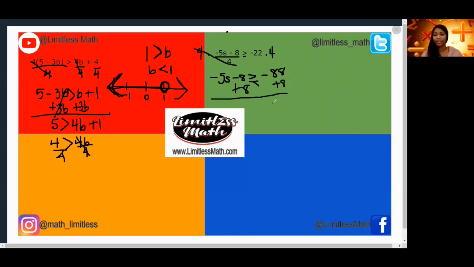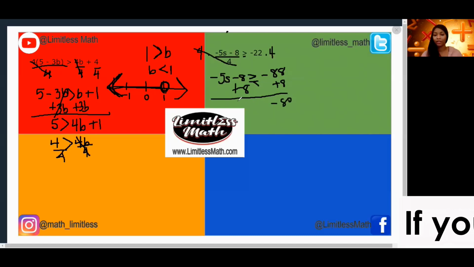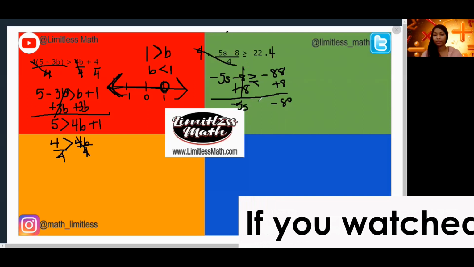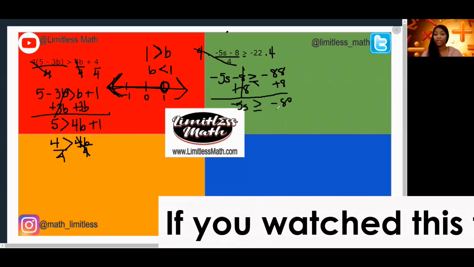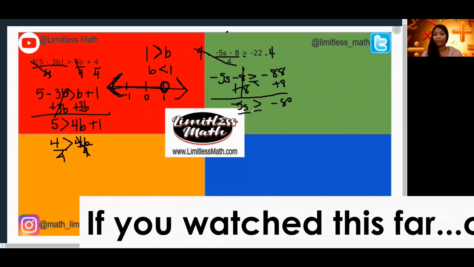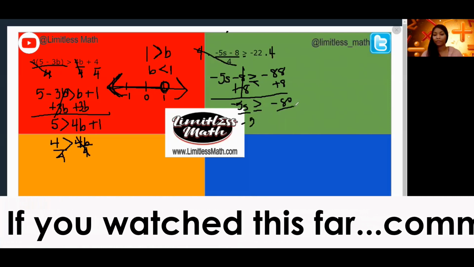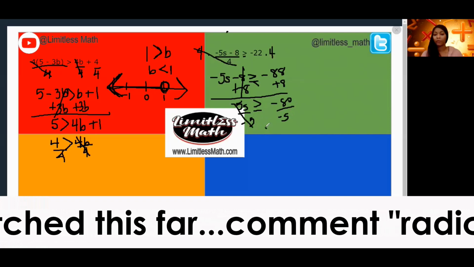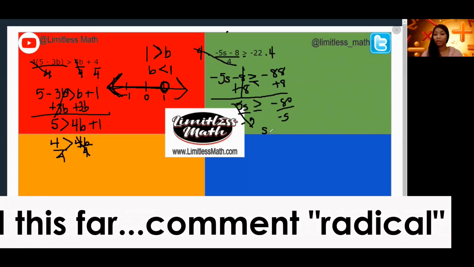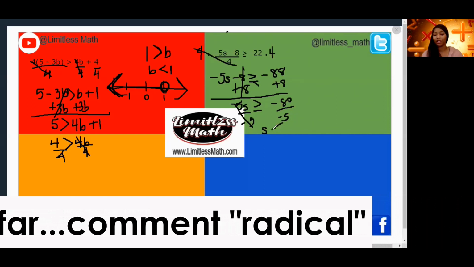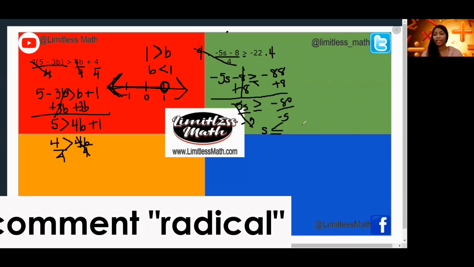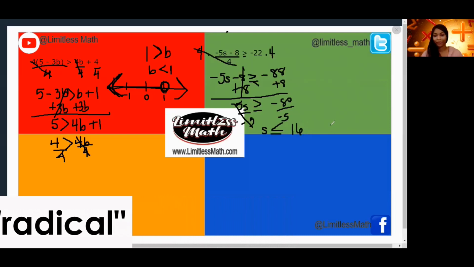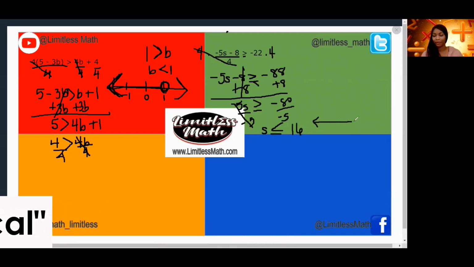That will give us negative 80 over here. And on this side, we'll be left with negative 5s. Just one more step. Divide both sides by negative 5. The 5's cancel, we're left with s, but since we divided by a negative, we do need to change the direction of the inequality sign. And negative 80 divided by negative 5 is positive 16. So we're ready to graph on our number line.